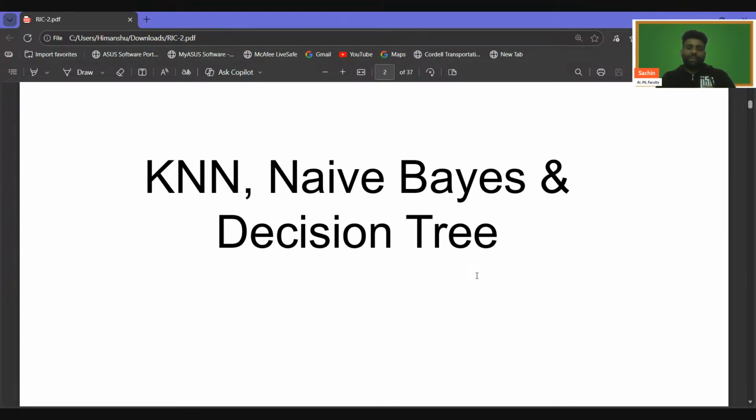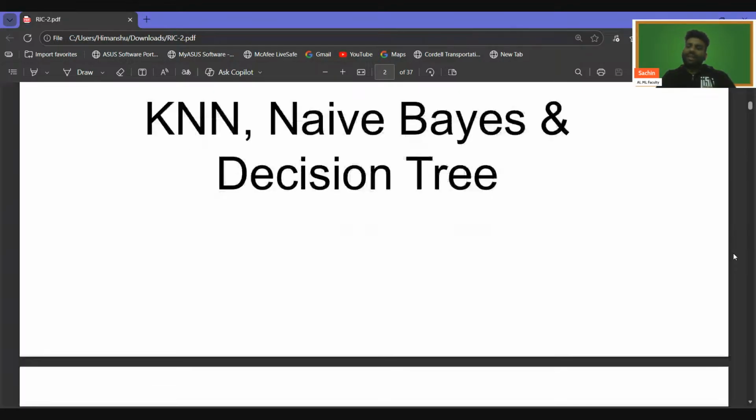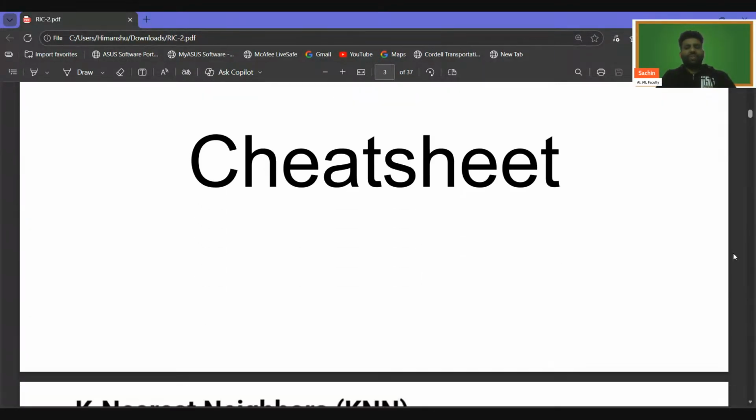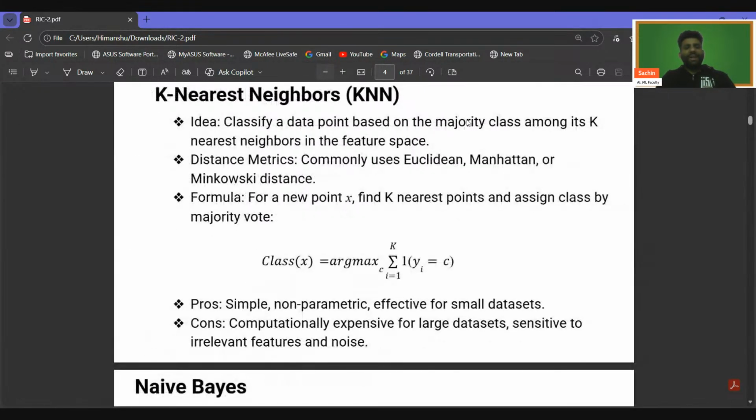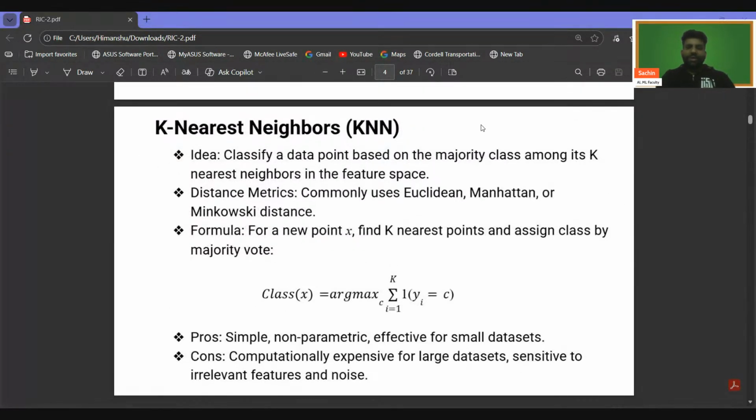So if I talk about the cheat sheet, you can just go through this. I can share this cheat sheet with you as well. So I hope you're aware of this thing. Just a simple idea that how does your KNN work. So we are having it over here. That what do we have in KNN nearest neighbor? What is the idea? What are the distance metrics we use? The formula we use? What are the pros and cons? In brief, this is what we are having.